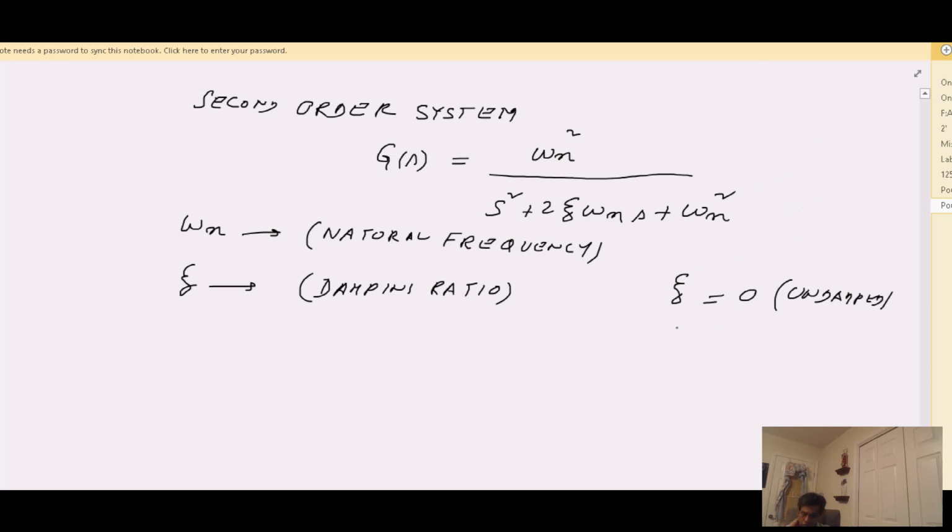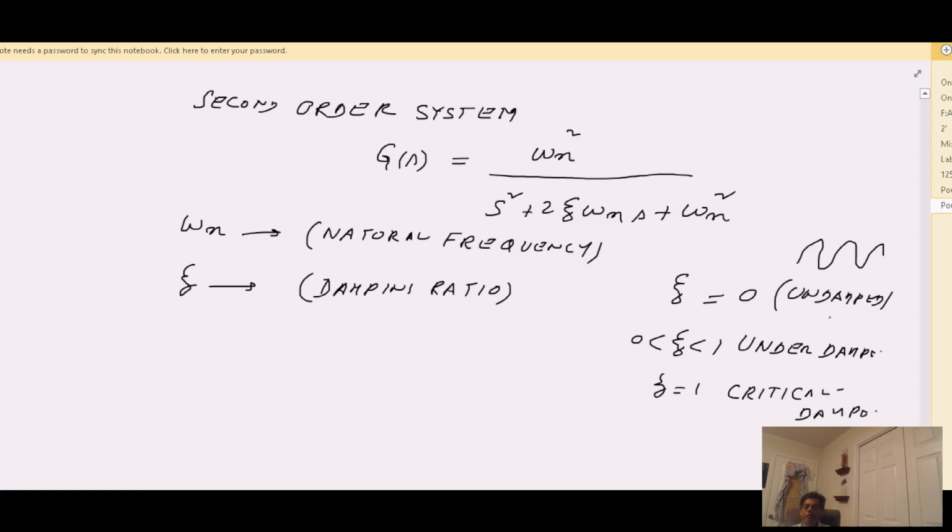The pictures that we looked at before. And if zeta is greater than 0 and less than 1, then it is underdamped. Now remember, underdamped, it oscillates and then comes back. This is undamped. Undamped means it is oscillating like this. So this is underdamped. Also, we looked at one more condition when zeta is equal to 1, and we call that critically damped.